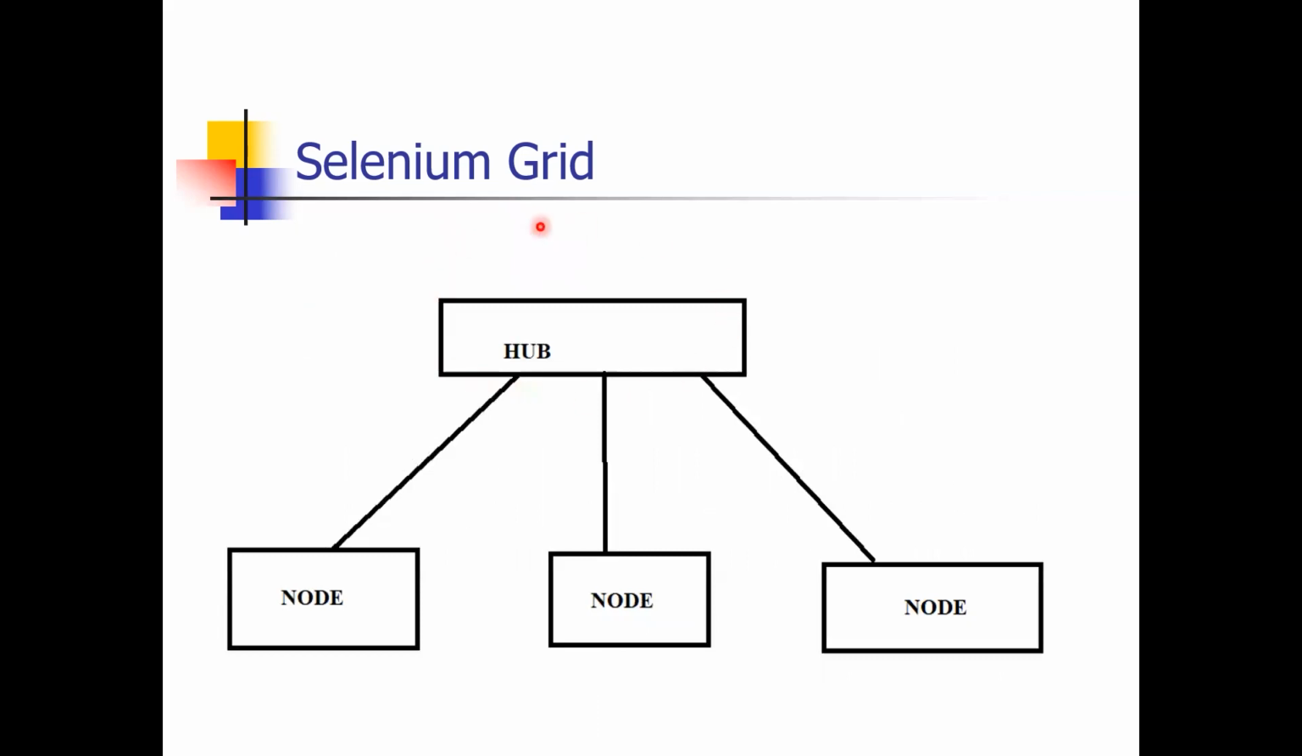See here. This is the one center hub. We will run the whole test case here. And these are different machines, different nodes. All nodes are connected to the center hub. Okay, this is the concept of Selenium Grid. We are running our test cases in parallel on different machines and different browsers.